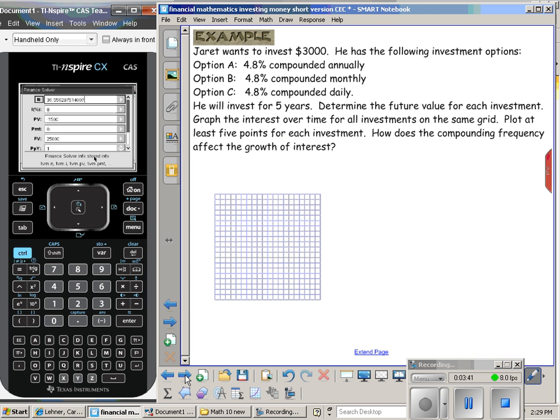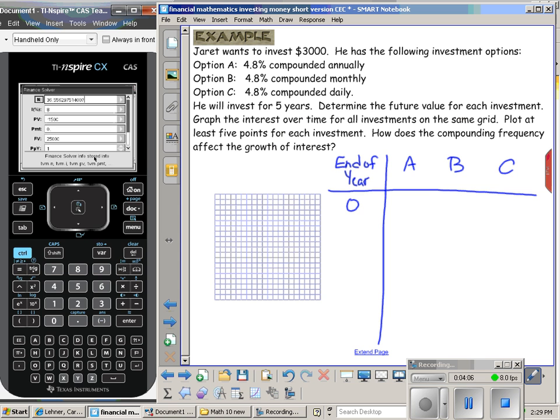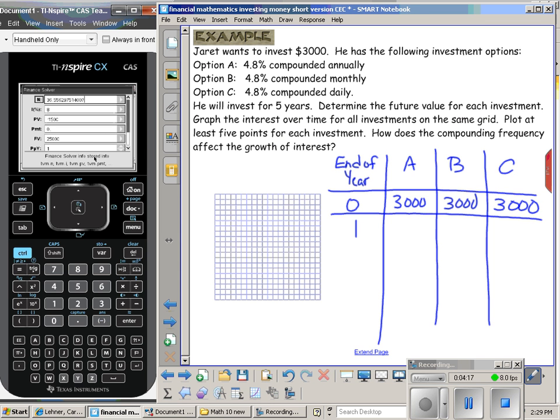However, since we need to find at least 5 points for each investment, we're going to set up a table of values. We are going to have values at the end of a particular year. So end of year values. We are going to have option A, option B, and option C. So our initial investment is $3,000 for all of these. At the end of year 1, we need to find out what our future value is in each case.